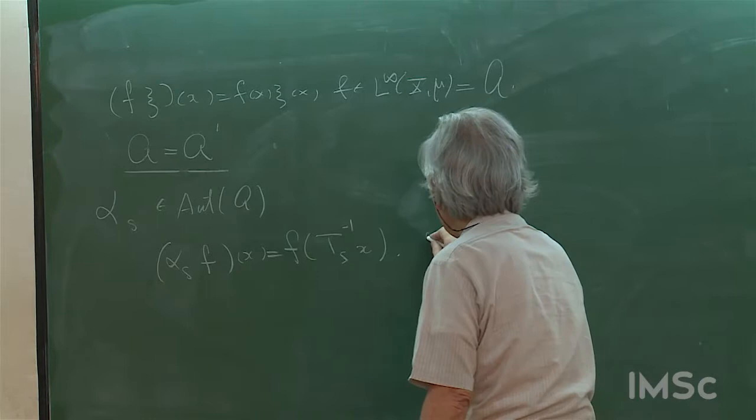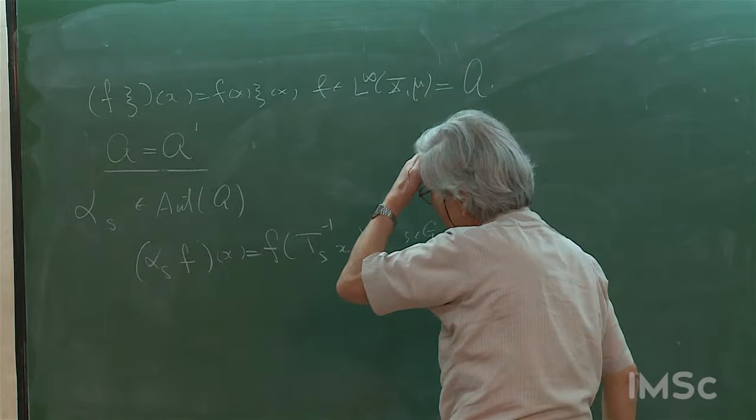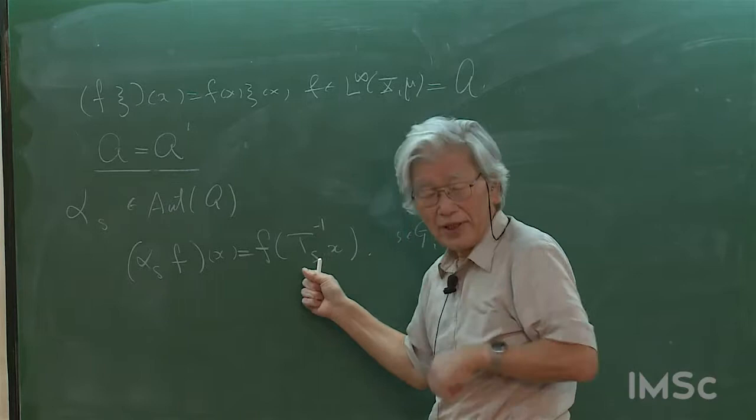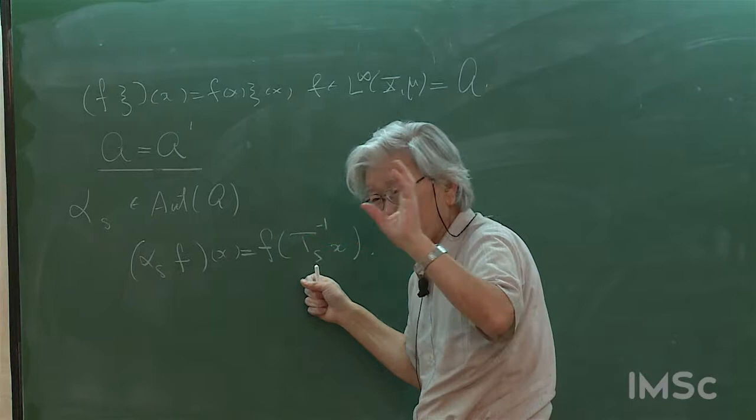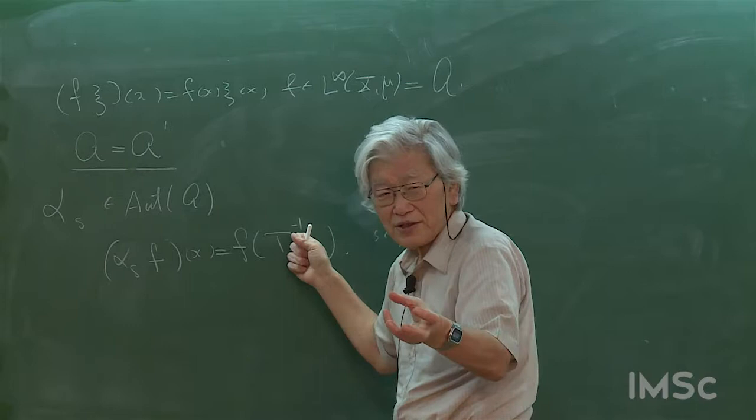Okay, S in G, X in X. Maybe I should make a comment here. When you translate X this way and you're handling a non-commutative group, you need the inverse. Otherwise, the product rule will be reversed.